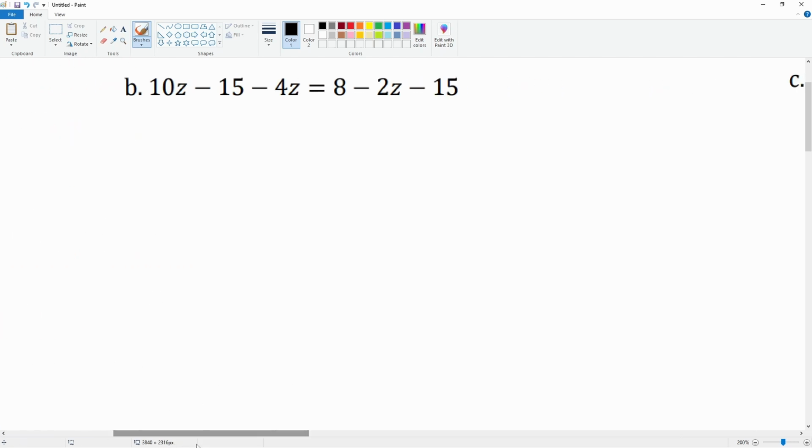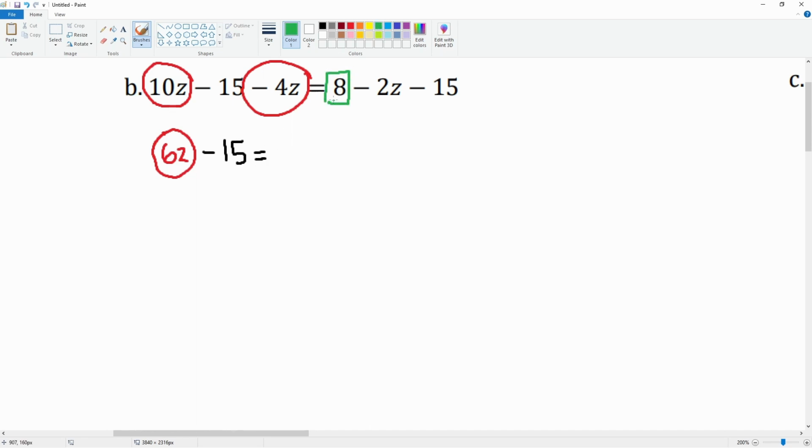B. Let's combine some like terms. Okay, we have a 10z here and a minus 4z here. Together that gets us, I think, a 6z. Nothing happens to that 15, so we bring it down. Bring down the equal sign. We have the constant here of 8 and a negative 15. So we can write that here. 8 and negative 15 looks like it is negative 7.